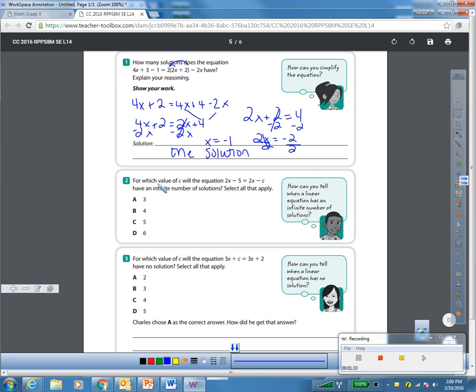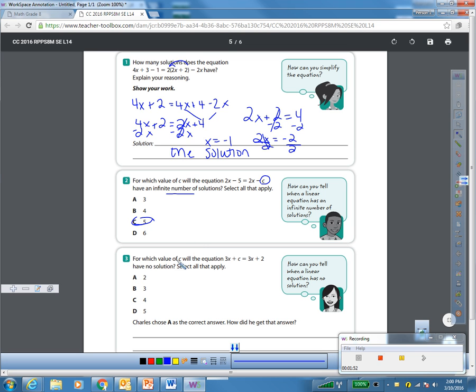Okay, going to number 2. For which value of c will the equation 2x minus 5 equals 2x minus c have an infinite number of solutions? For it to be infinite, it has to be exactly the same on both sides. So we're going to replace c with 5.